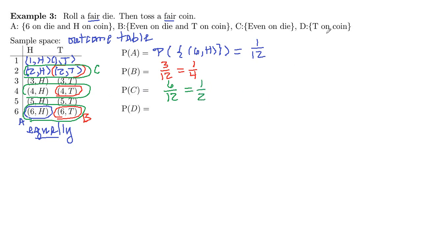And then the event D, tails on the coin. I'll do that one in orange. So tails on the coin is just this column right here. That's event D. And that contains 6 outcomes out of a total of 12. So this is also 6 out of 12, not the same 6, but 1/2 probability there. So then again, here we're able to use desired out of total because they're equally likely outcomes.